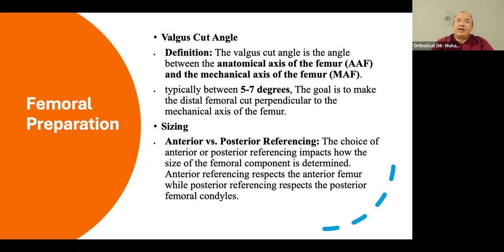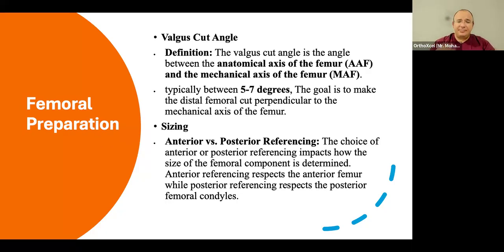So you go with your referencing device or jig. This is an anatomical reference. That's why we put it in about 7 to 9 degrees of valgus, and we cut according to what we need to cut from the distal femur. So the valgus cut angle is actually the angle correcting the relation between the anatomical and mechanical axis. Because we're using an anatomical reference, we put our stem, or our jig, inside the medullary canal. This is anatomical, but we need our cut to be perpendicular to the mechanical axis. That's why we put a valgus cut angle of 5 to 7 degrees.